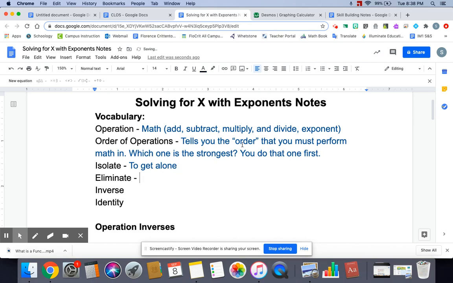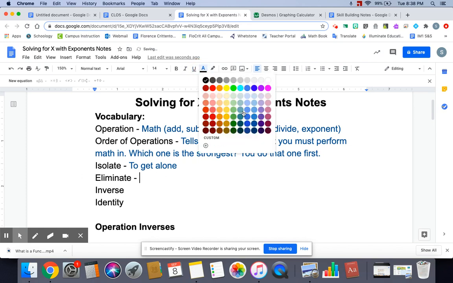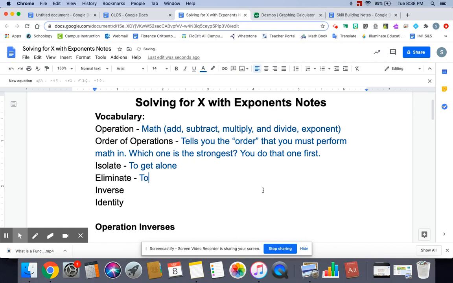And then in order to get that variable alone, we have to eliminate all the things around it. So eliminate means to cancel out or get rid of. So we're going to eliminate things that are around x and make them go away so that we can isolate x to get it alone.